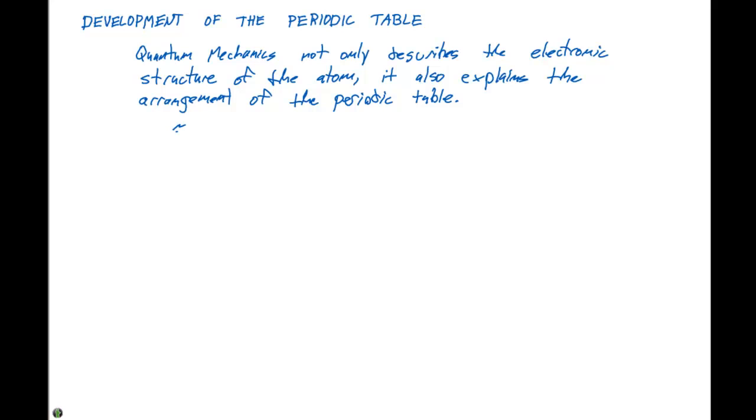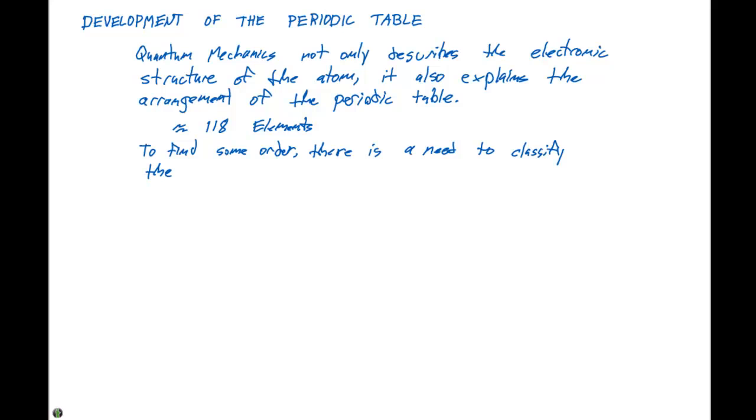And there are roughly 118 elements in the periodic table. So, to find some order, there is a need to classify the elements.